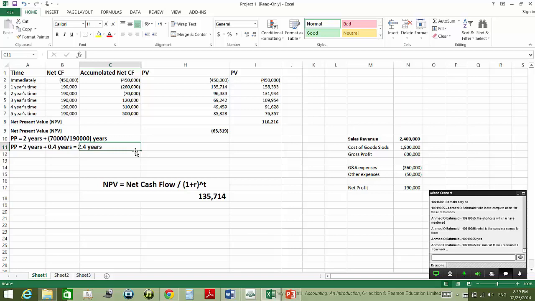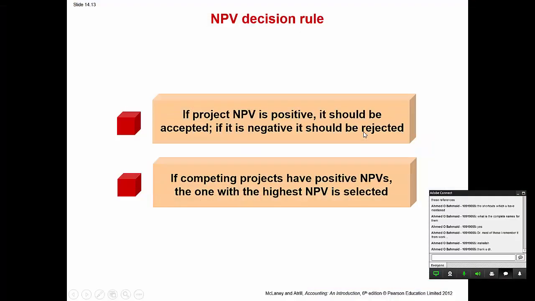Okay, so now we will go to the net present value. The decision rule here is very simple. If the project has positive net present value, then it will be accepted. But if the net present value is negative, then we will reject this project or this investment. If we have 2 or more projects, then the one with the highest net present value will be the best project or investment.